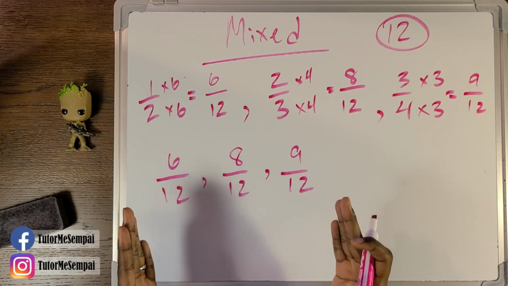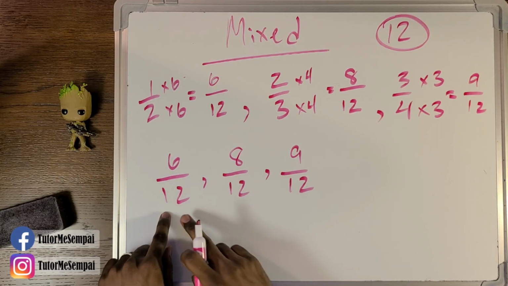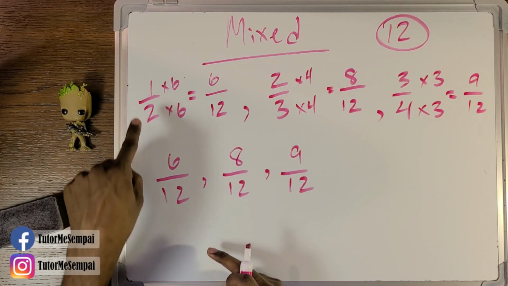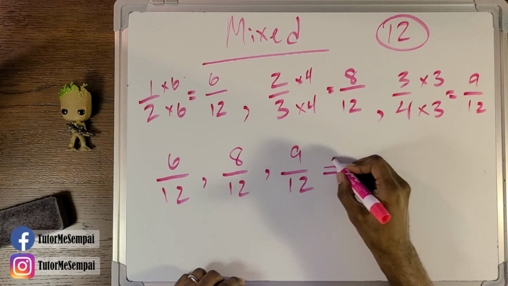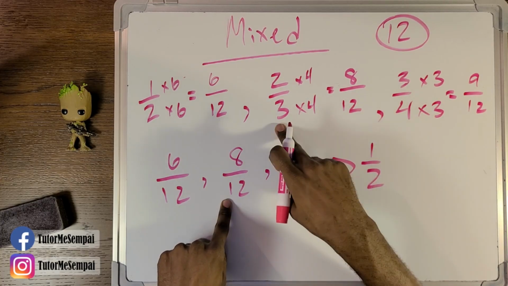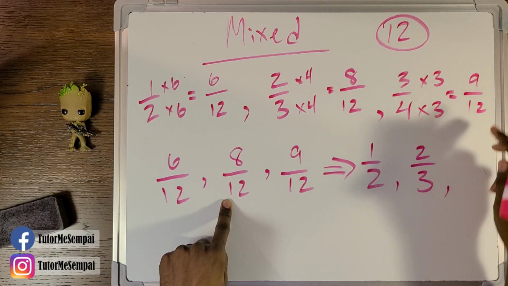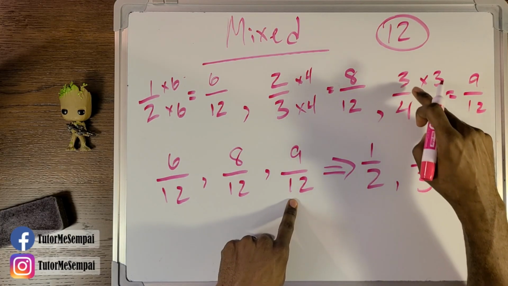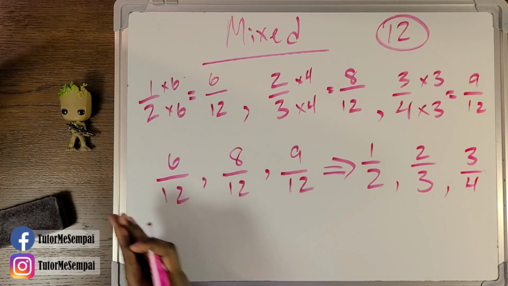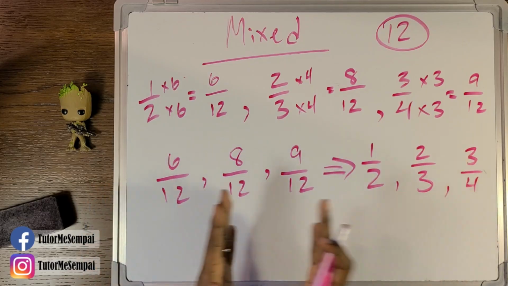However, these are equivalent fractions from the fractions that we started with. If we want to order the fractions we started with, we need to go back to what these equal. Now, 6 over 12 is going to equal this 1/2. So what we're really doing is going to be 1/2. What is this 8 over 12? 8 over 12 is going to be the 2 over 3. So 2 over 3. And this 9 over 12 is going to be this 3 over 4. 3 over 4. So it seems like we had it in the correct order to begin with. We didn't have to do anything. But if you didn't know that, this is how you're going to figure it out.